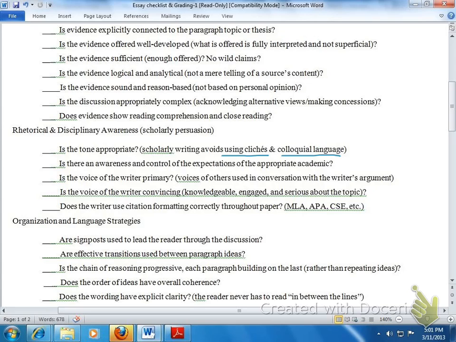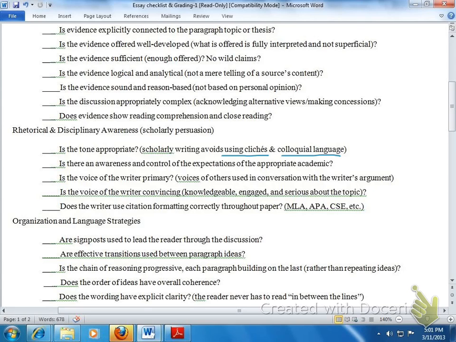Is there awareness and control of expectation of the appropriate academic audience? That's the same thing. If you're writing about education, for example, like Jeremy and Amanda are doing, does it seem like they're actually talking to educators? If you're looking at psychology, does it sound like you're talking to people in that field? Now, some of you are crossing fields, in which case, do you just sound like you're having an intellectual discussion with other people on the topic?